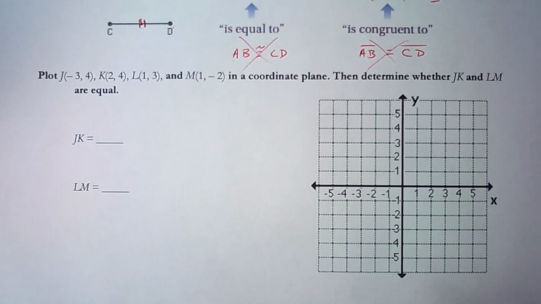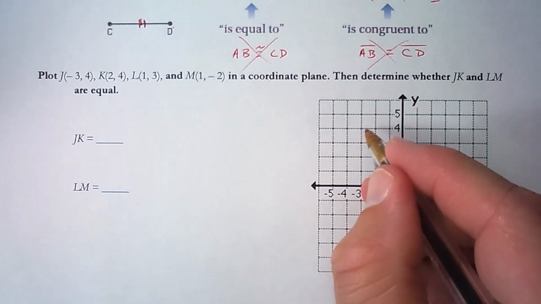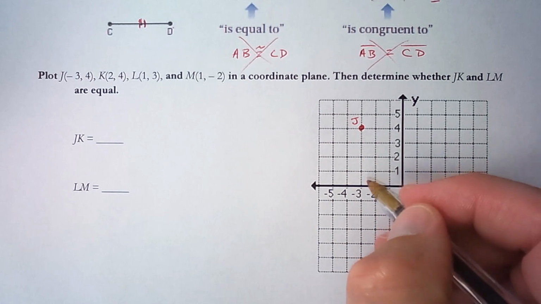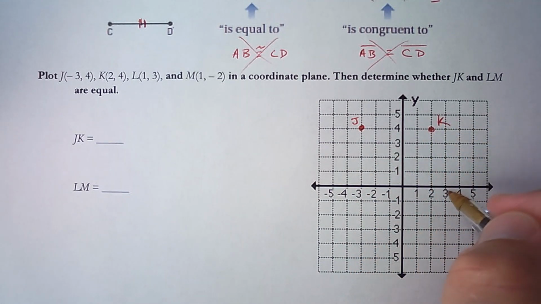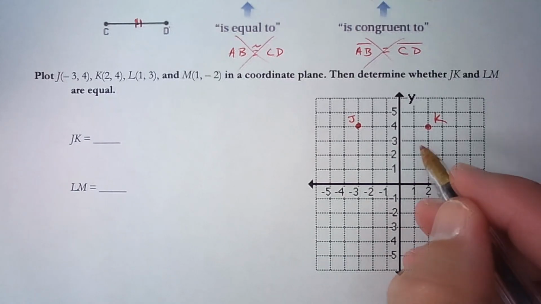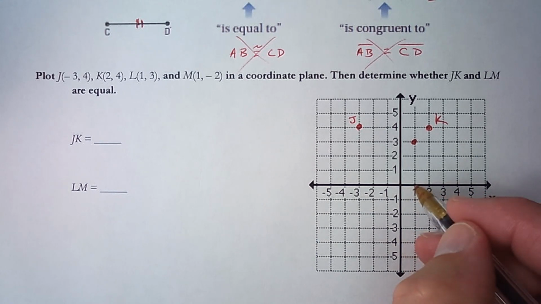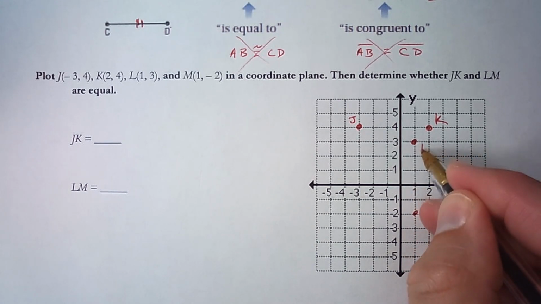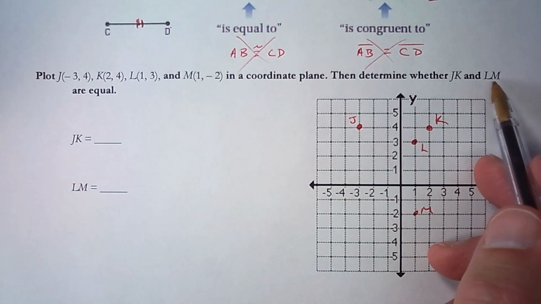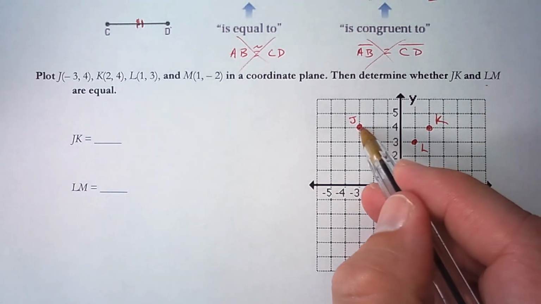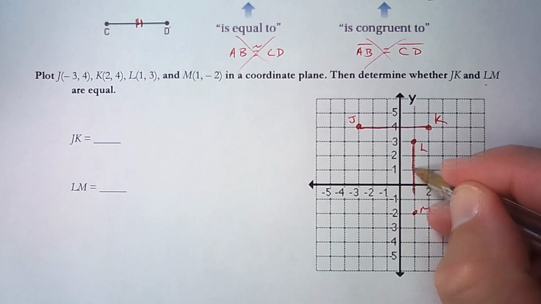Plot J, K, L, and M. So J is at -3, 4. K is at 2, 4. L is at 1, 3. And M is at 1, -2. Then determine whether the length of JK and the length of LM are equal. So here is segment JK, here is segment LM.